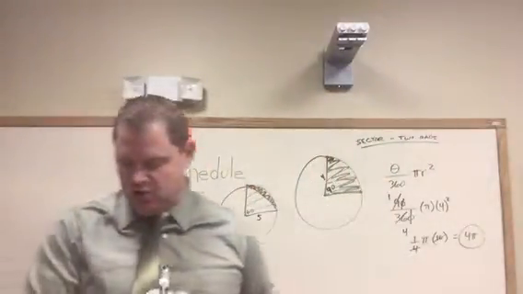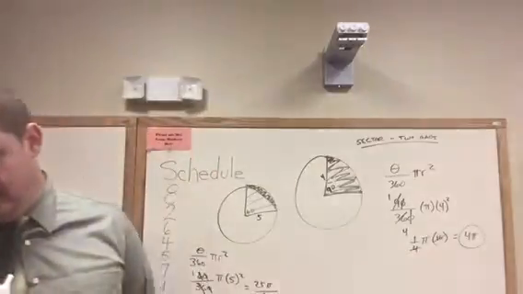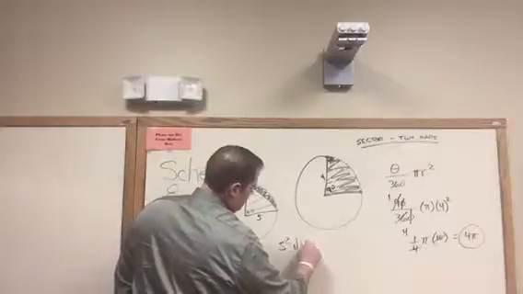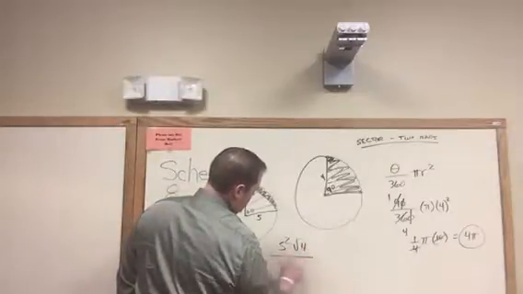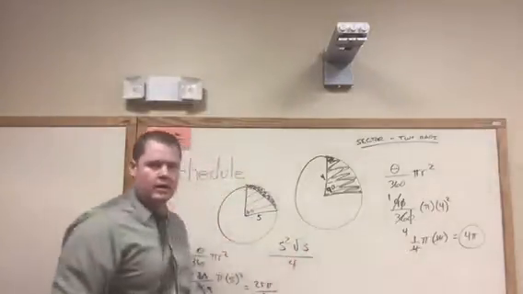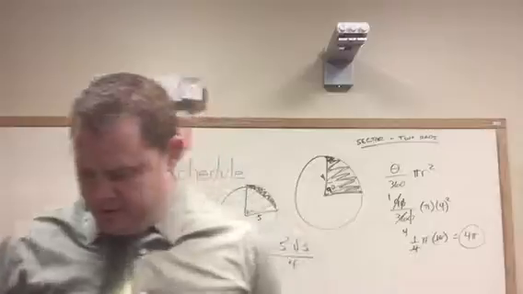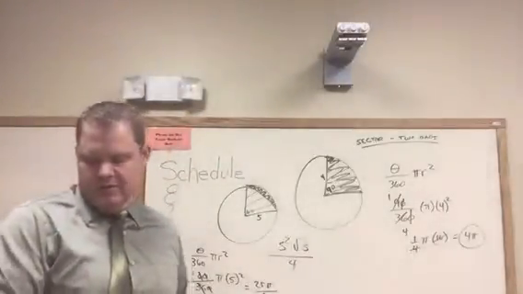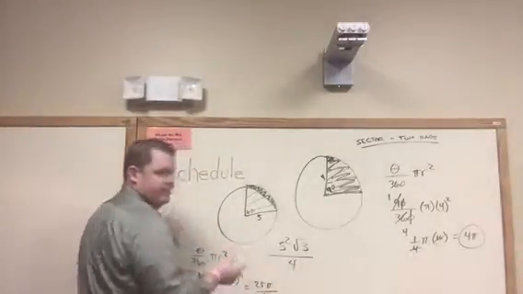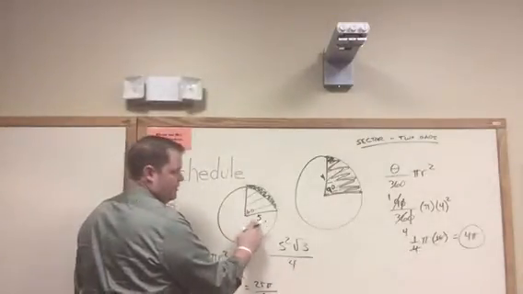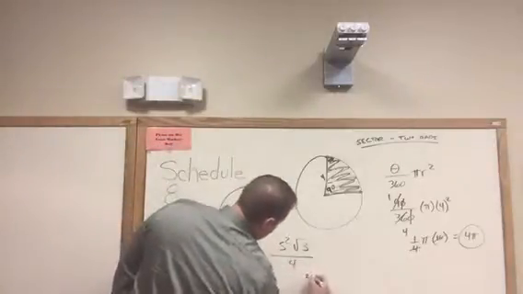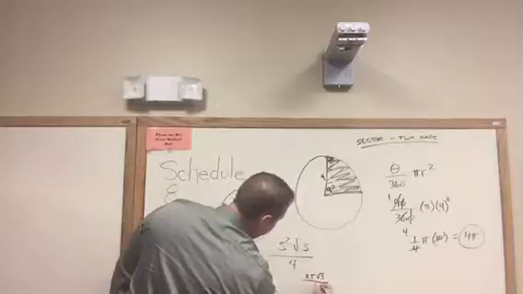That formula is side squared times the square root of 3 over 4. So it's the square root of 3, side squared over 4. Now all we have to do is find the side of this triangle. What is the side? The answer is 5. Good. So we put in the 5, and it's going to be 25 square root of 3 over 4.